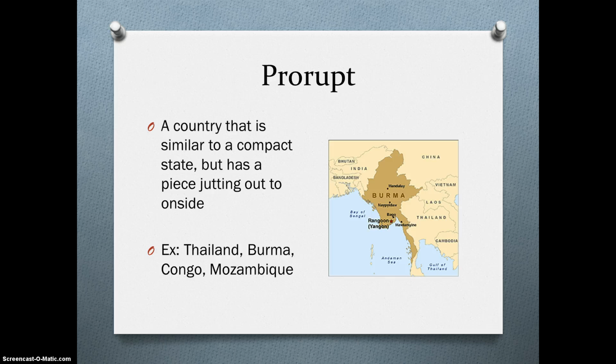Examples of this are Thailand, Burma, Congo, and Mozambique. The benefit of a prorupt state is that, like before, you have more territory, which means more people and more natural resources. The con of a prorupt state is that you have a disconnectedness at the end. And also, if Thailand decided to invade Burma or Myanmar right here, it'd be extremely hard for them to defend it because it's kind of far away from the mainland. And so that can be seen as yet another con.